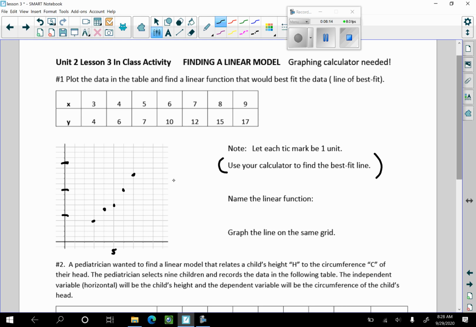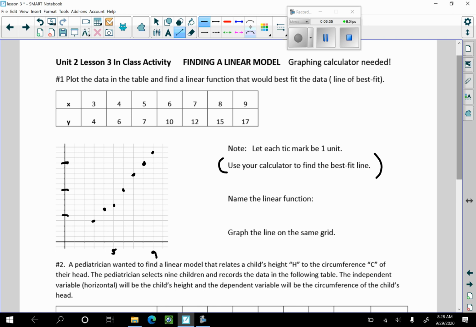8 goes all the way up to 15. 8 goes up to here. And then 9 goes up to 5, 6, 7, 8, 9 goes all the way up to 17, which is here. So first of all, I need to recognize that one line doesn't go through all the points.